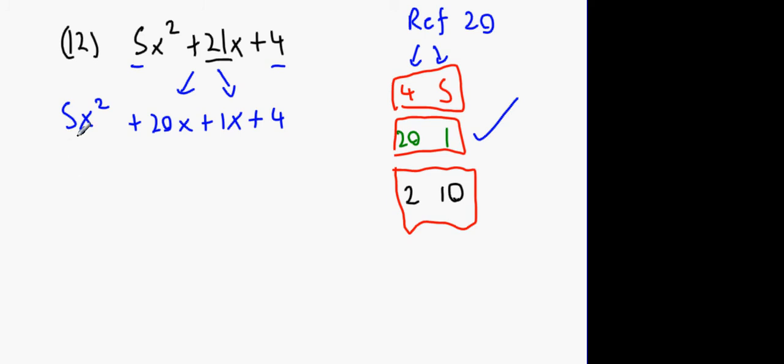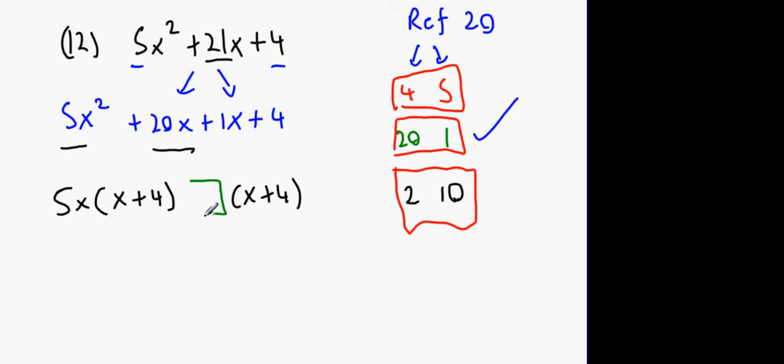So what can we take out of the first two? 5 is the highest common factor, and they have a letter in common. Then what's left? Plus 4. Once you get the first bracket, you automatically know it's the second bracket as well. And then you have to figure out what number goes in here. And what number goes in there? Plus 1. And not an x, because if it was an x, when you multiply it back out, you get x squared.